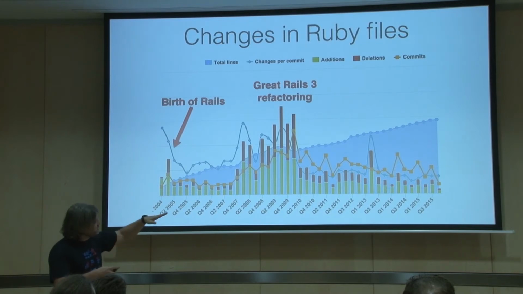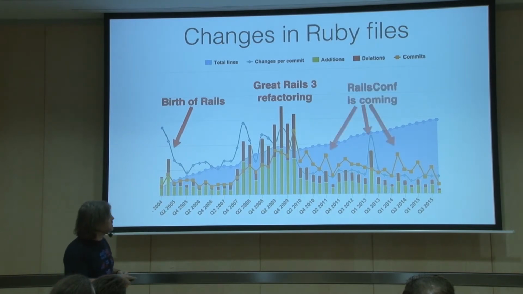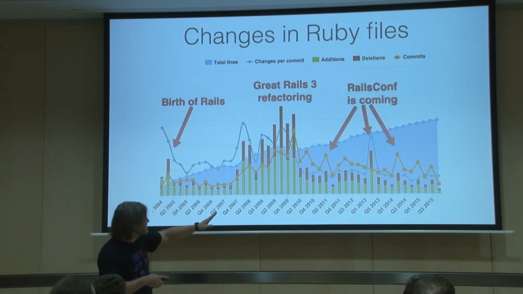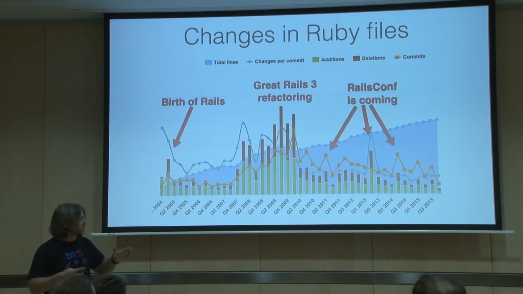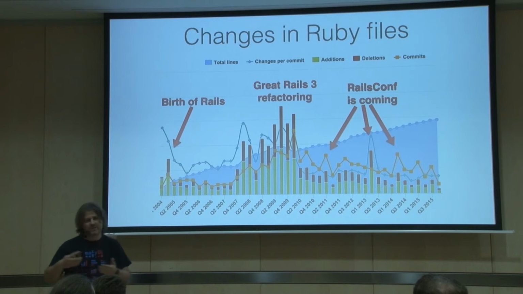And then later it stabilizes, but what I noticed is that there are some peaks in the second quarter of each year. That's because in the spring there is a RailsConf in the States, and therefore people are doing more active commits to finish something before the annual conference.